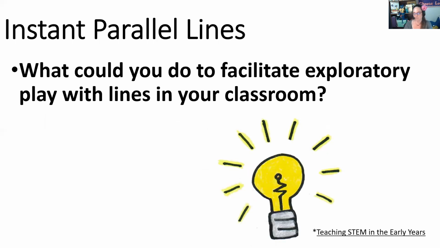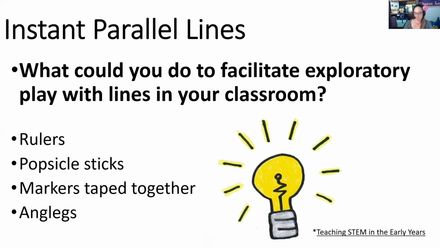So what could you do to facilitate exploratory play with lines in your classroom? Some different ways, using rulers, popsicle sticks, markers taped together, and then Anglegs, which is from Frog Street. It's these little plastic manipulatives that you can put together to create shapes and parallel lines.